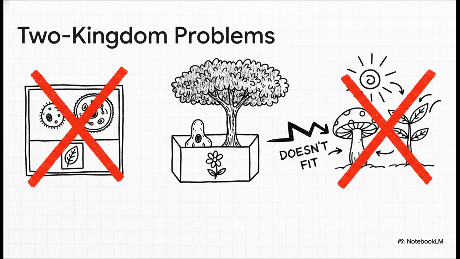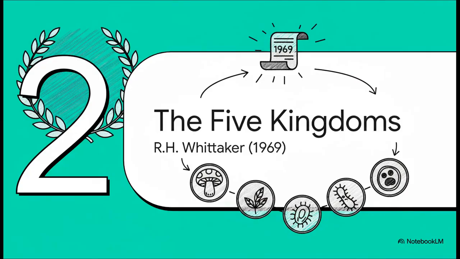The old system was just lumping really simple cells like bacteria, which are prokaryotes, together with complex cells like ours, the eukaryotes. It was putting tiny single-cell organisms in the same box as giant banyan trees. And it put fungi, which absorb their food, with plants that make their own food. It didn't make any sense. So you see, we needed a much better system.